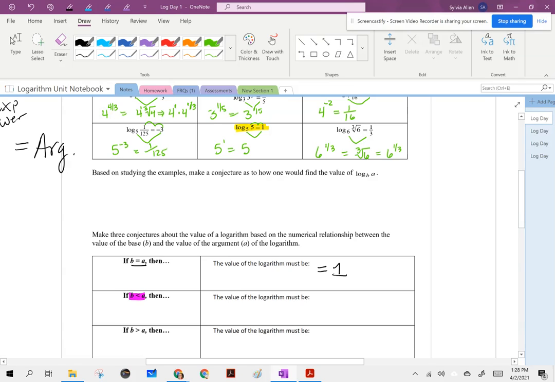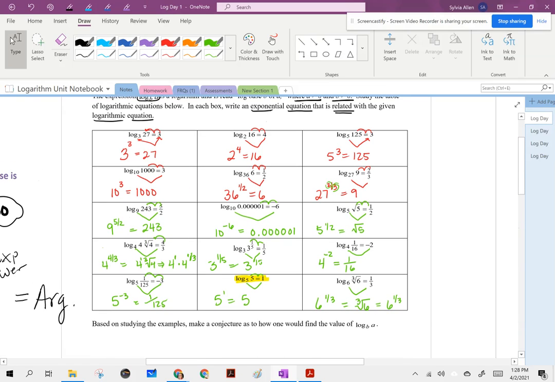Where the base is smaller than the argument. All right, so let's take a look. The base is smaller than the argument. So let's take a look here. 3 is smaller than 27. 2 is smaller than 16. 5 is smaller than 125. We've got here 36 is bigger. 27 is bigger. 9 is smaller. 10 is bigger here. 5 is bigger than the rad 5. And so we're looking for where the base is smaller.